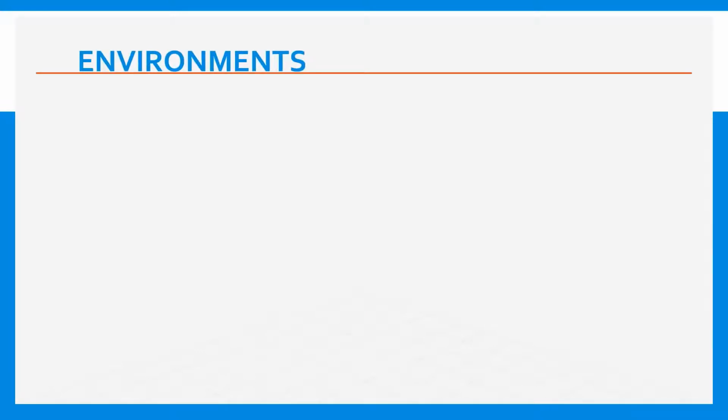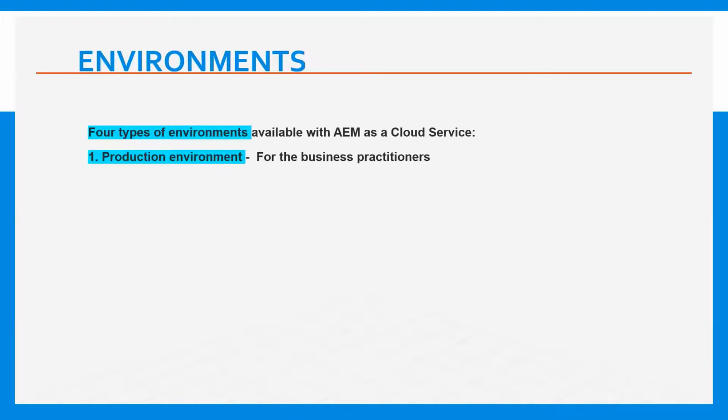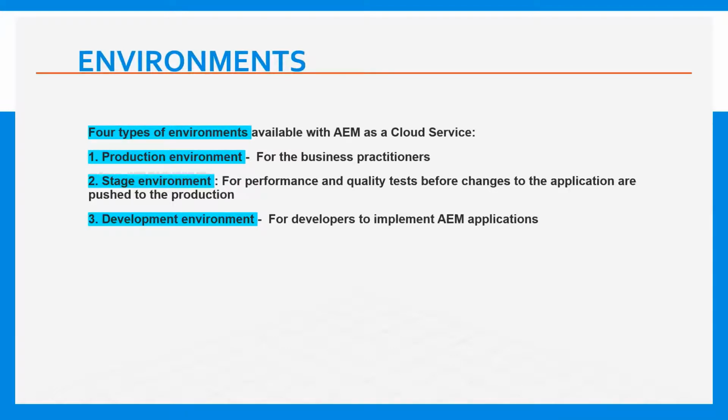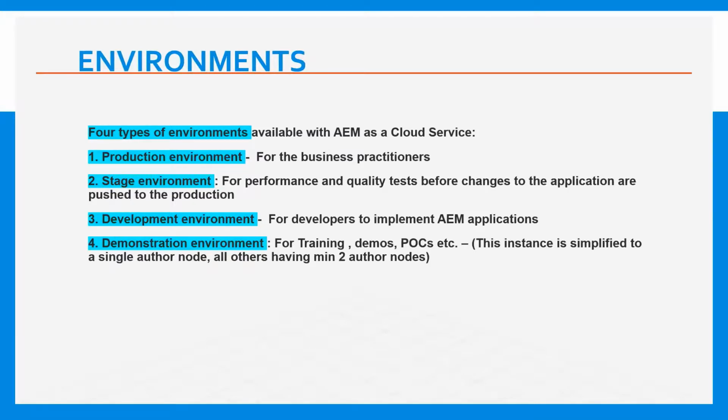Let us see the types of environments. There are 4 types of environments available in AEM as a cloud. First one is production environment. This is for the business practitioners. Second one is stage environment for performance and quality tests before changes to the application are pushed to production. Third one is development environment for developers. And the last one is for demonstration purpose, for training, demo, etc. This is the only instance with a single author node, and all others have a minimum of 2 author nodes.